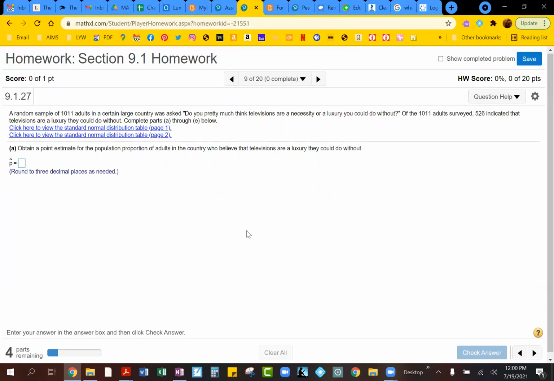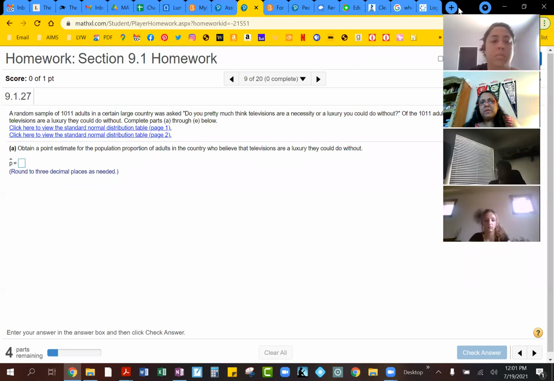Alrighty, guys, so let's get into our first example for today. And this one, as you can see, is from section 9.1 homework, and it's problem number 9, or you can look at this number on the left-hand side, the 9.1.27.